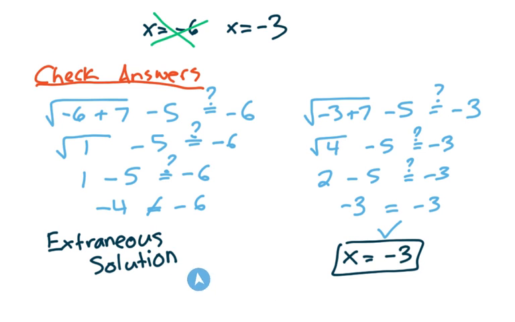Now, it is possible that both of these could work, so we could have two answers. Or if none of these worked, it would cancel out and we'd have no solution.